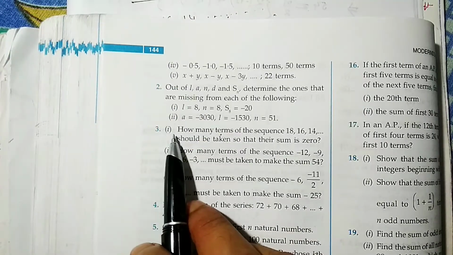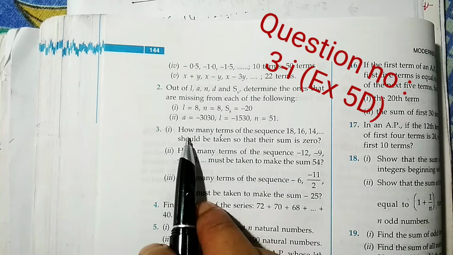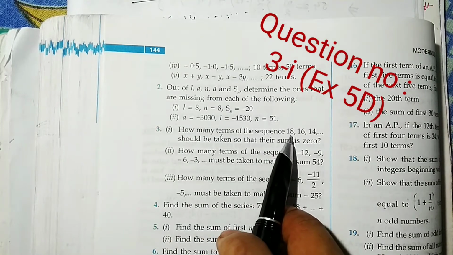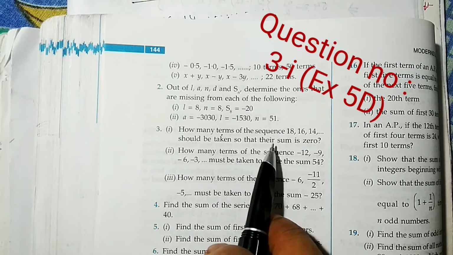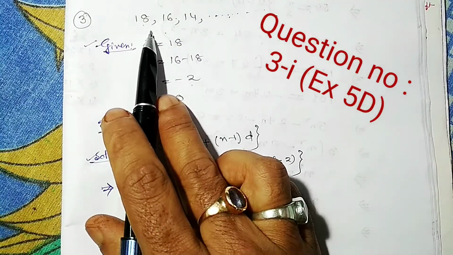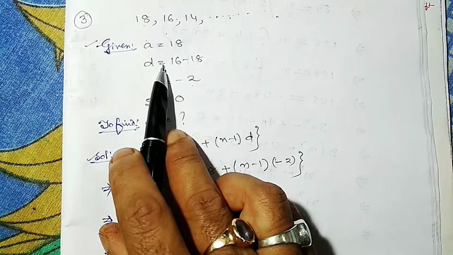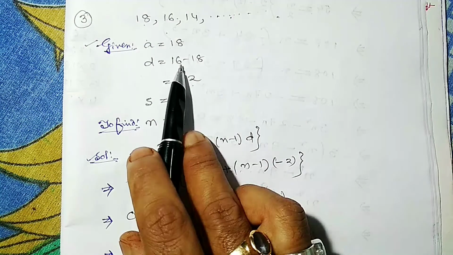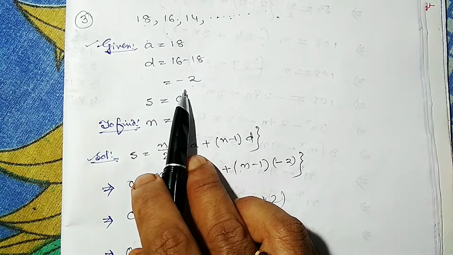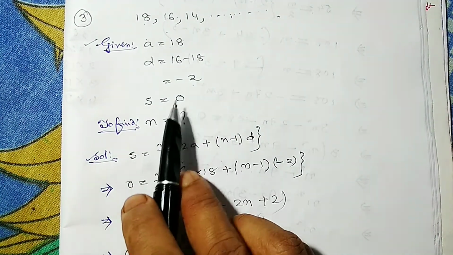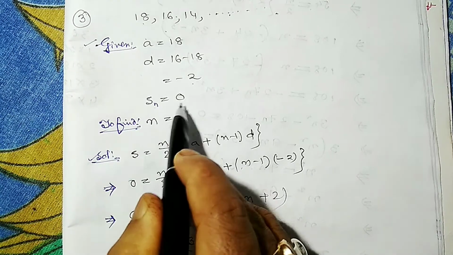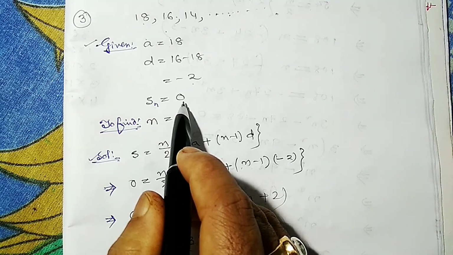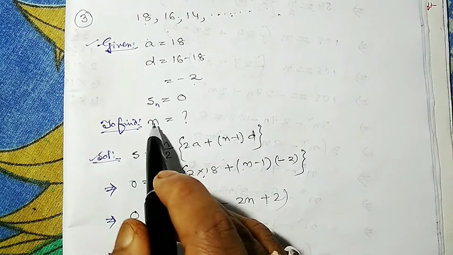Question number 3, first part. Question is, how many terms of the sequence 18, 16, 14 should be taken so that their sum is 0? Now here A is given as 18. Common difference will be second term minus first term. Second term minus first term will be 16 minus 18, minus 2. And sum of n terms is given as 0. We have to find the number of terms.